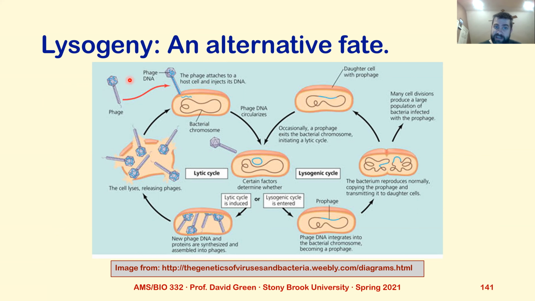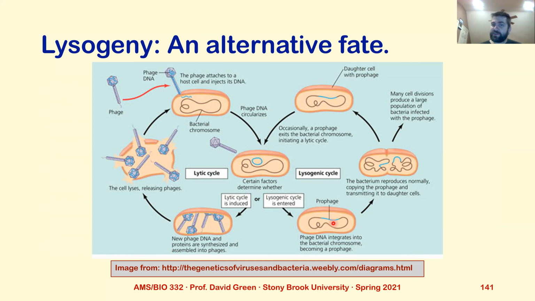We have our initial phage that lands on the surface of a cell, injects its DNA into the host, and then there's a decision state. Either the infected cell undergoes the lytic cycle, where new phage are produced and the cell lyses and releases new viral particles, or that viral DNA gets integrated. Actually, it gets sort of spliced into the DNA of the bacteria.